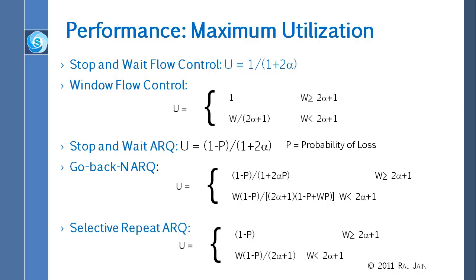With the stop and wait, the window is 1, so it doesn't really apply. The select to repeat and go back N formula should be exactly the same as stop and wait if W equals 1. With W equal to 1, these two formulas would be the same, and if you put W equal to 1, this and stop and wait would be the same.